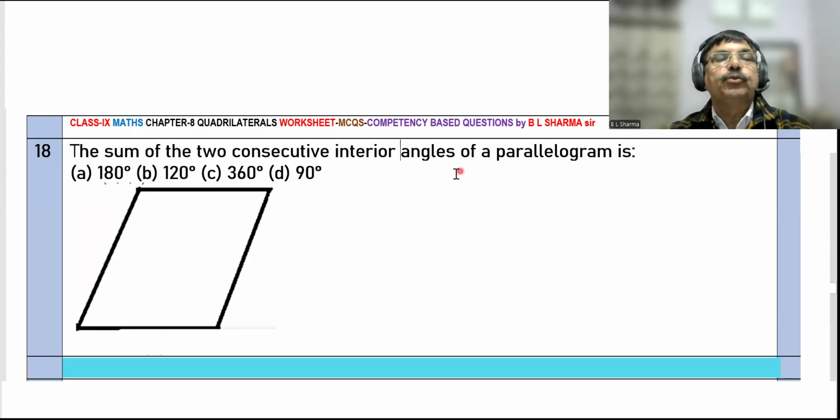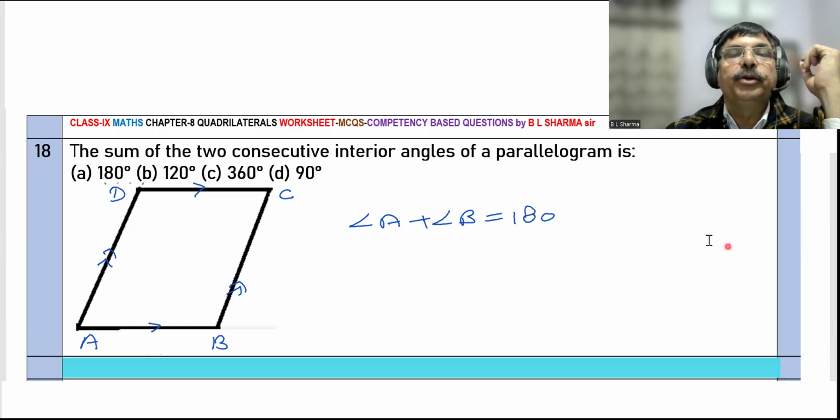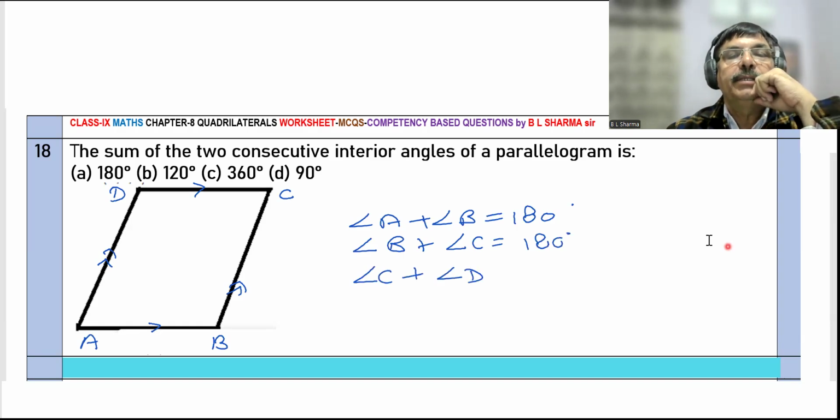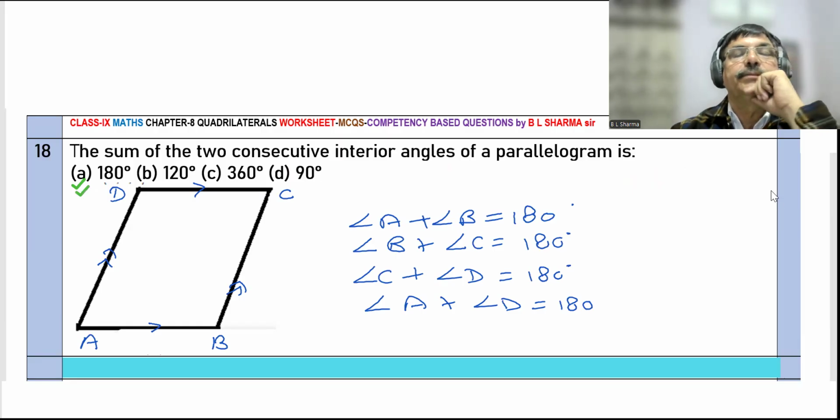Question number 18: the sum of two consecutive interior angles of a parallelogram is what? 180, 120, 360 degrees or 90 degrees. Let ABCD be a parallelogram, which means opposite sides are parallel. We know that angle A plus angle B is 180 degrees, co-interior angles. Angle B plus angle C is 180 degrees, angle C plus angle D is also 180 degrees, and angle A plus angle D is also 180 degrees. So the sum of two consecutive interior angles will be 180 degrees. So A is the correct option.